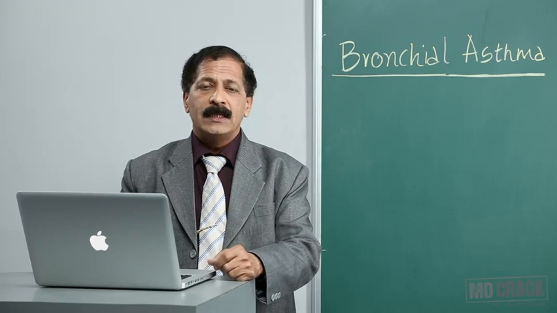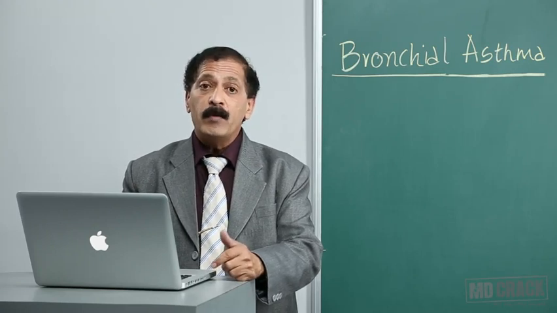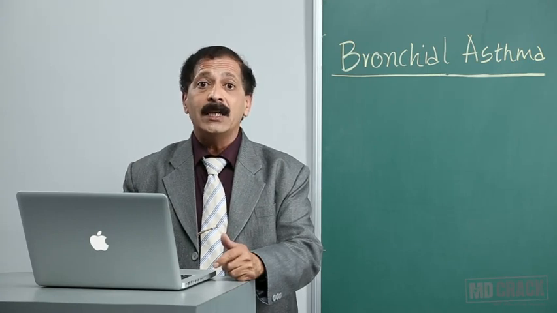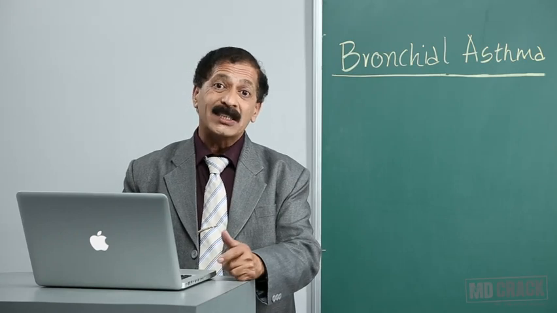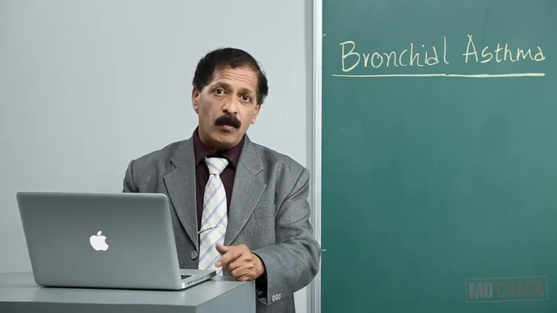That's one. The second important thing is that in bronchial asthma, the antibody which works mainly is the IgE antibody, and this IgE antibody is present on the surface of the mast cell. That's the second important thing to remember.